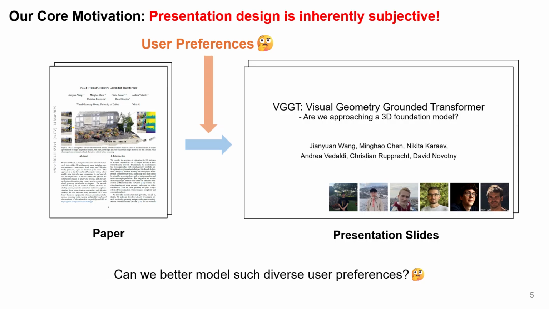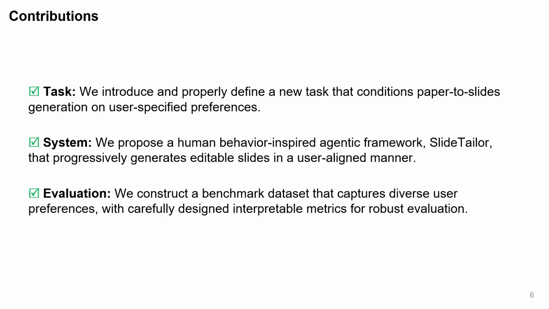So in this work, we ask, can we better model such diverse user preferences for personalized paper-to-slides generation? Our contributions are threefold. First, we introduce and properly define a new task that conditions paper-to-slide generation on user-specified preferences. Second, we propose a human behavior-inspired agentic framework, SlideTailor, that progressively generates editable slides in a user-aligned manner. Third, we construct a benchmark dataset that captures diverse user preferences with carefully designed interpretable metrics for robust evaluation.